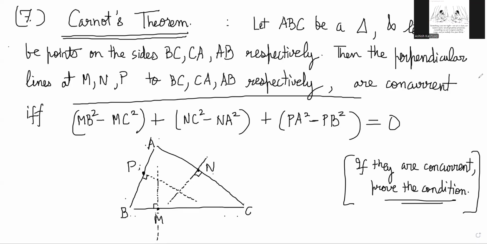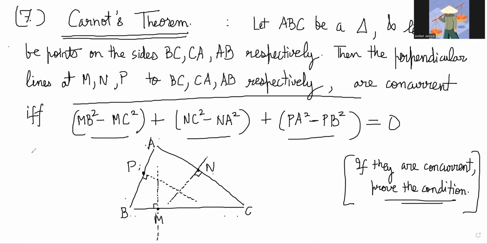Basically, point number 6 is the previous thing that we proved, criteria for perpendicular. What is the criteria? AB is perpendicular to CD if and only if AC square minus AD square is equal to BC square minus BD square. Proved. So if you use that criteria, it is very easy to do this.